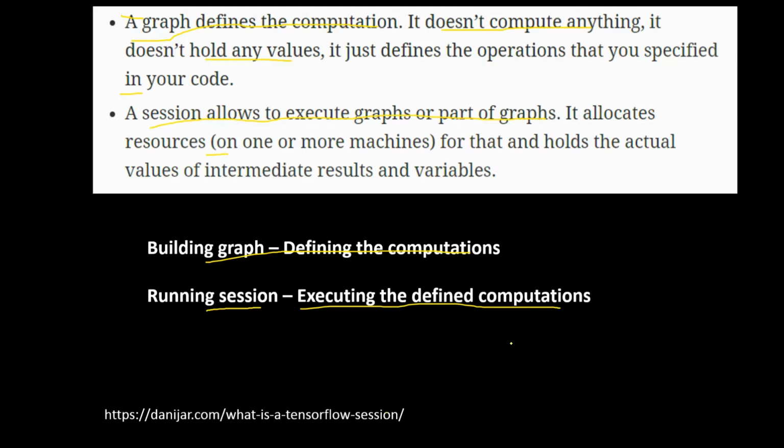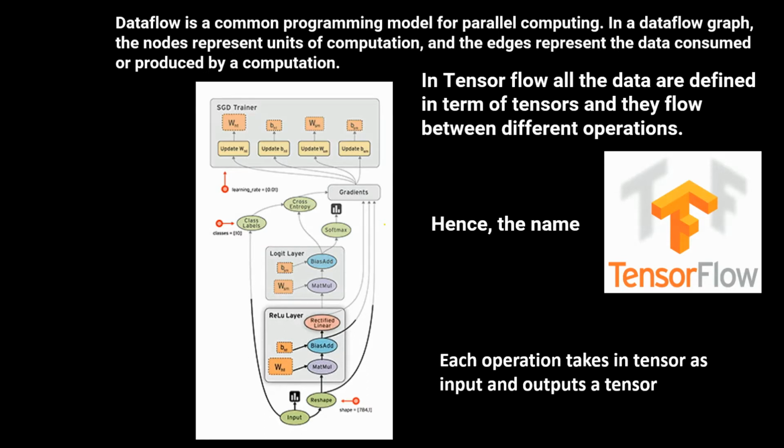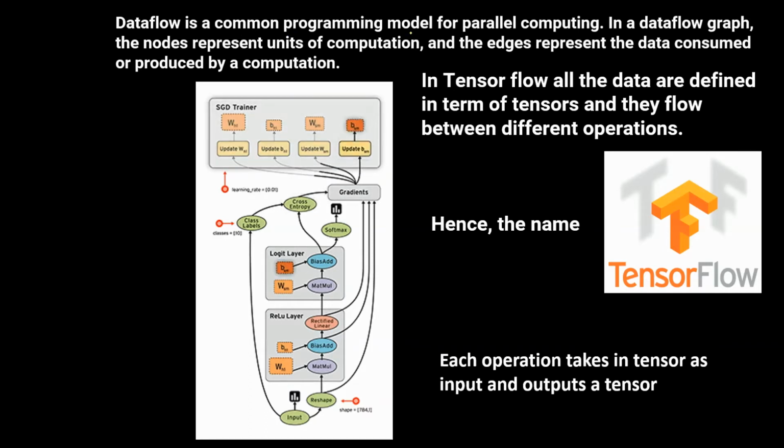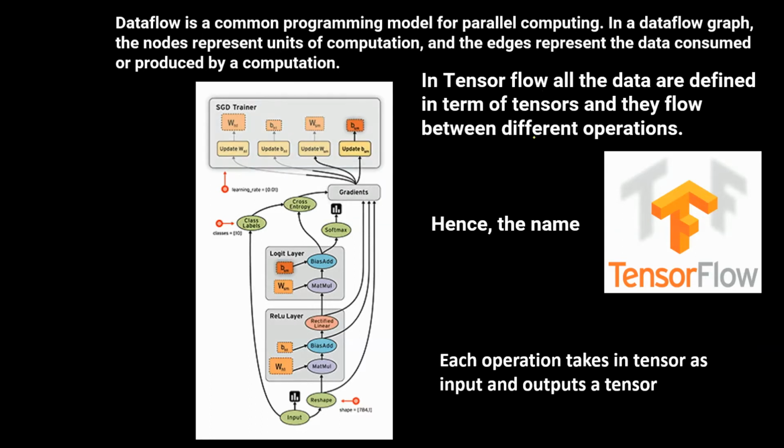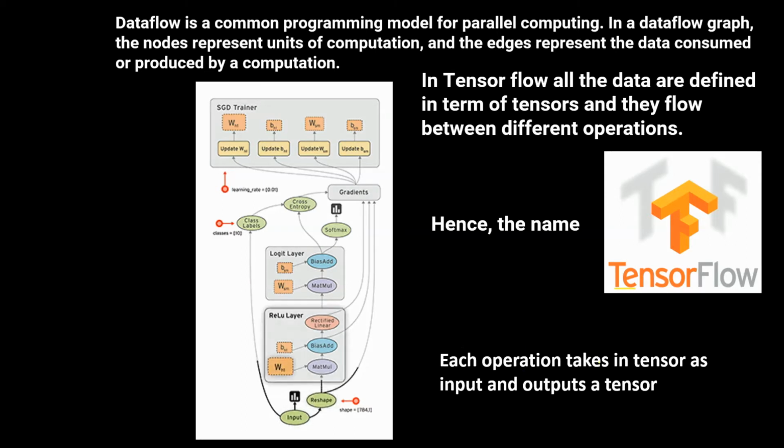Okay, so in TensorFlow everything is defined in terms of something called a data flow graph. So what exactly is data flow? It's defined here. It's a common programming model for parallel computing, and in a data flow graph the nodes represent the units of computation, and the edges represent the data consumed or produced by the computation. As I've discussed earlier, the nodes are all the operations, and the edges are the tensors or data flowing between them. All the data flowing between different operations are called tensors, and you see these tensors flowing between the different operations, and hence the name TensorFlow. Each operation will take in a tensor as an input, and it will output a tensor too. So let's see what exactly this tensor means.